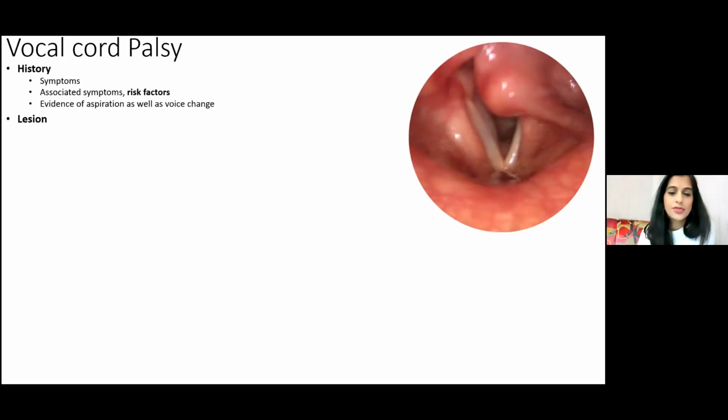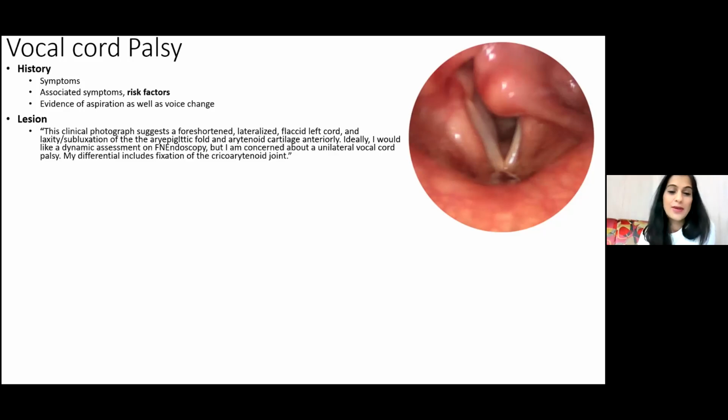So how would you describe this? This is a single photo, so it's not great, but for example, in the exam, you may have something where you can see that the cord is short and fat. So this clinical photograph suggests, as an example, a foreshortened, lateralized, flaccid left cord. And in this particular photo, you can see laxity or subluxation of the aryepiglottic fold and the arytenoid cartilage anteriorly, into the orthoglottis.